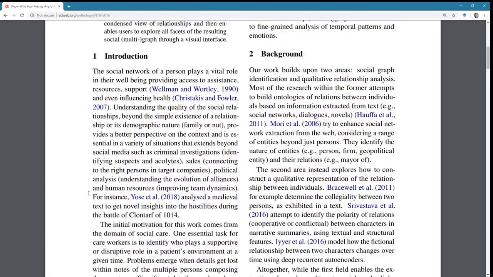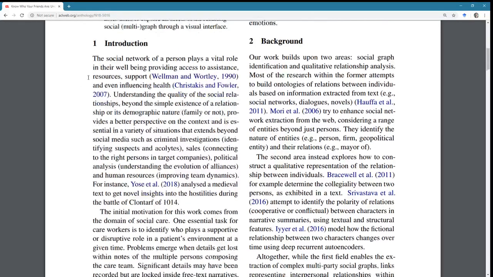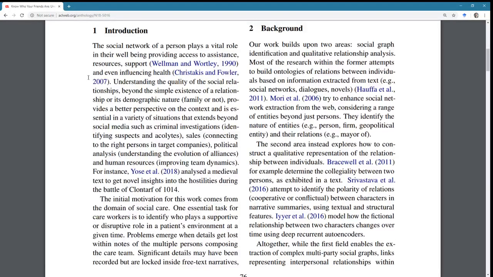"So the social network of a person plays a vital role in their well-being, providing access to assistance, resources, and support. Wellman and Wortley, 1990. And even influencing health. Christakis and Fowler, 2007." I'm not familiar with either of these papers. These are pretty old citations for an NLP paper, which means that they're probably citing the foundational work rather than someone who talked about it recently, which I like to see.